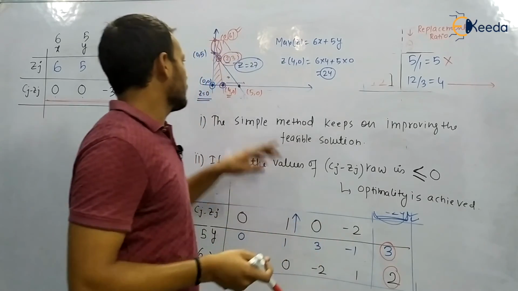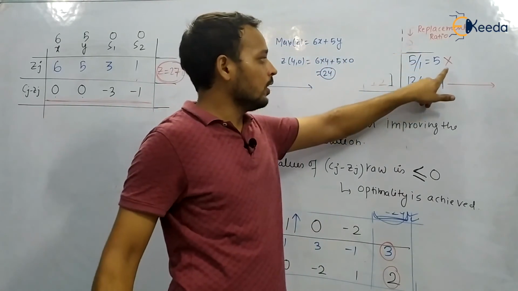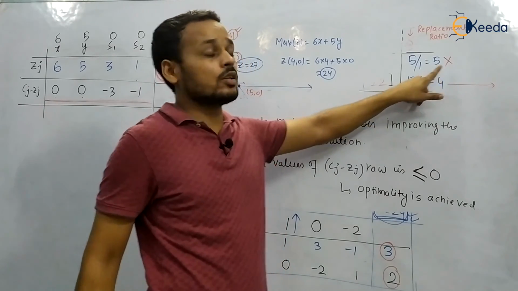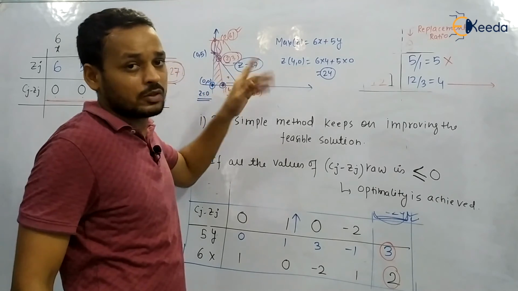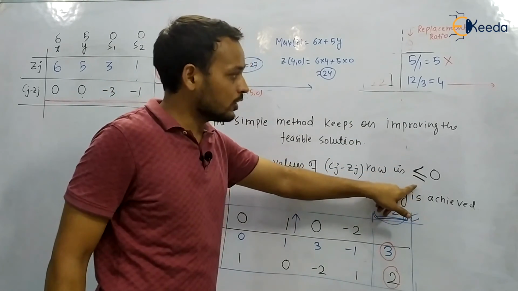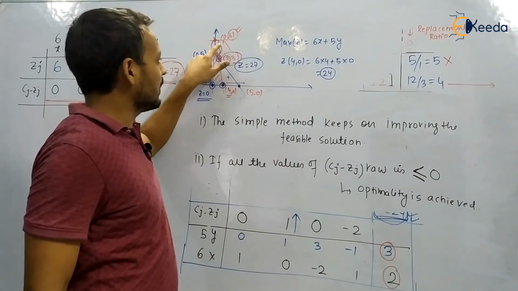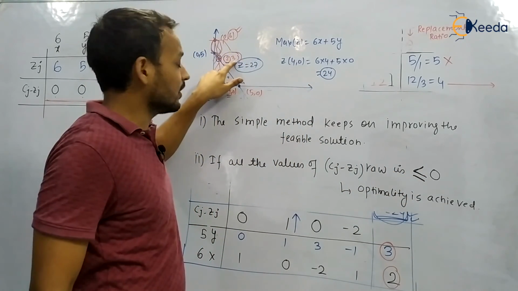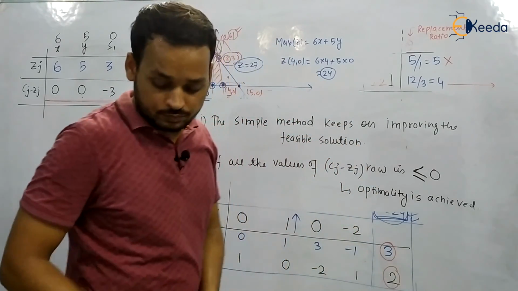You can see in the graph also, if you choose the maximum theta ratio, then you may reach the infeasible region. If you choose this 5, you may reach the infeasible region, and this won't be the answer. And in the second theta ratio, if you choose 6, you may reach the infeasible region. That's why we have chosen 3. 3 means the minimum ratio.